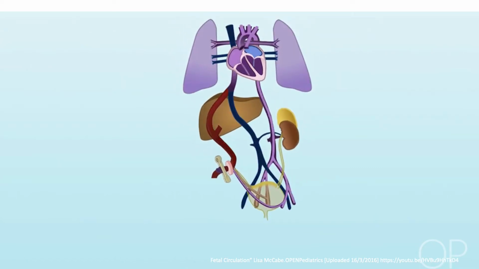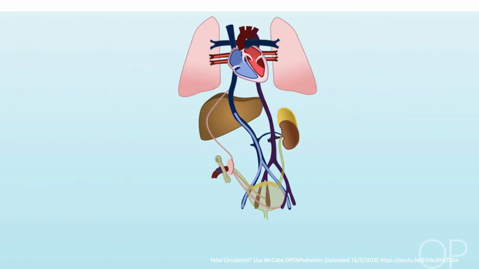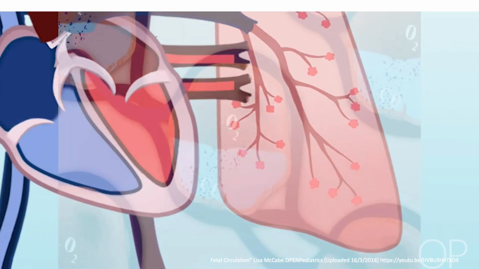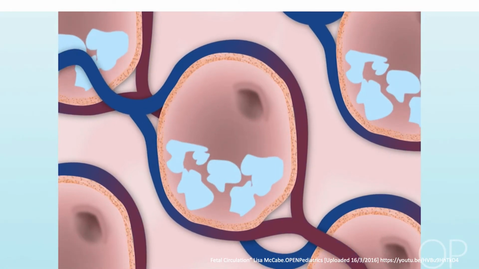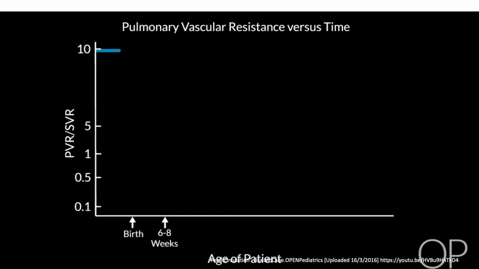With the elimination of the placenta from the circulation, systemic vascular resistance begins to rise. With each breath, more alveoli in the lungs expand and the vessels surrounding them dilate in response to the presence of oxygen. Pulmonary pressures begin to decrease. Although pulmonary pressures are lower than systemic pressures within minutes after birth, it is 6 to 8 weeks before pulmonary vascular resistance decreases to normal.